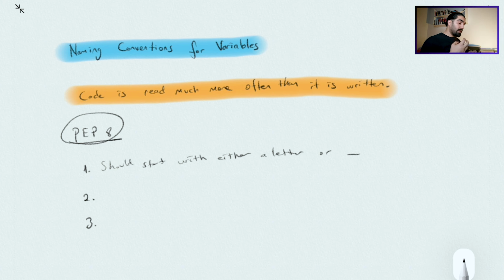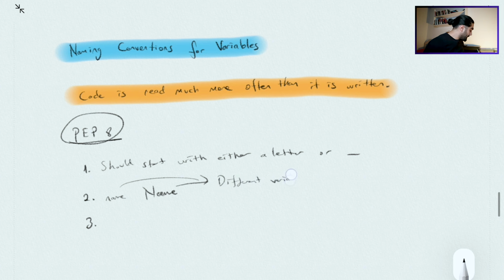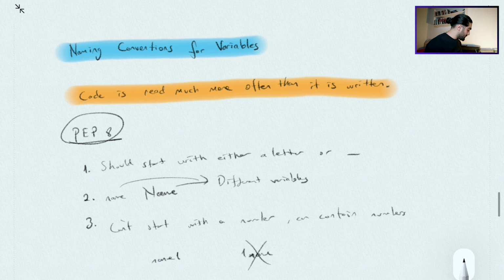The other thing is, variable names in Python are case sensitive. For example, name and name with a capital N are different variables. The other thing is a variable name cannot start with a number, but it can contain a number. For example, you can say name1, but you can't say 1name. That's not possible.